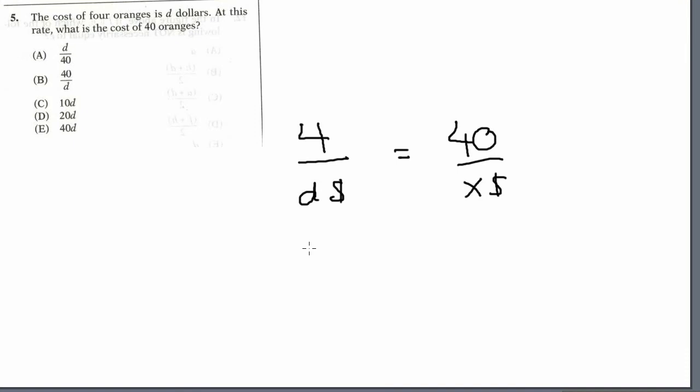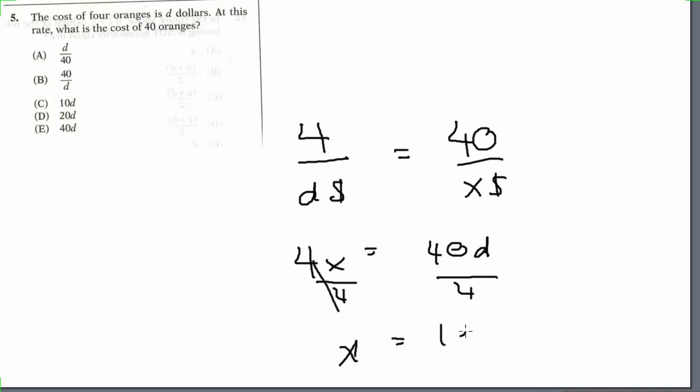All right, the cost of 4 oranges is $D. At this rate, what is the cost of 40 oranges? So the rate of buying 4 oranges for $D is going to be the same rate as if you were to buy 40 oranges for X dollars. Okay, so they're not giving you a discount because you buy more. So here it's as simple as cross multiplying. So we have 4x equals 40d. So you divide both sides by 4 because you want x by itself. So x here equals 10d, which means this here is our answer.